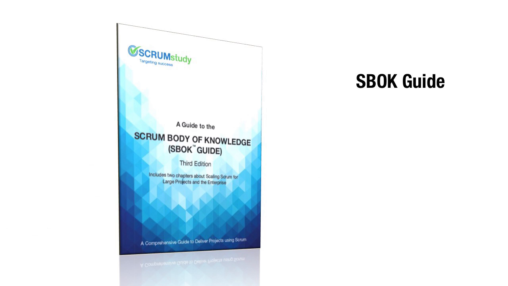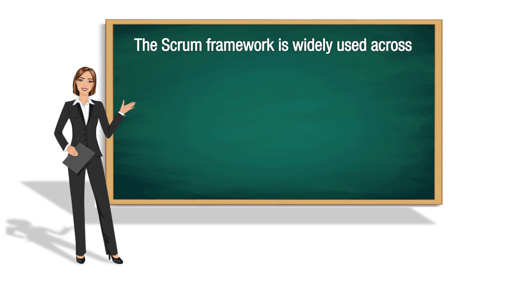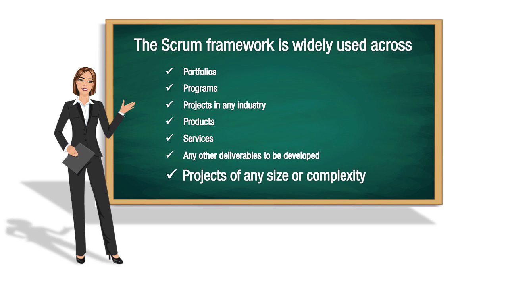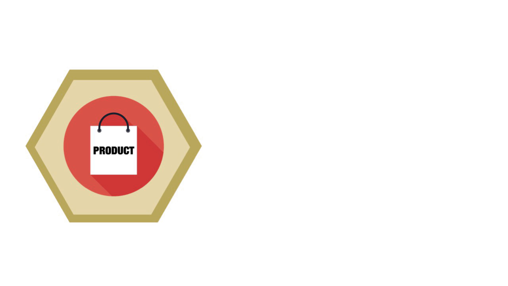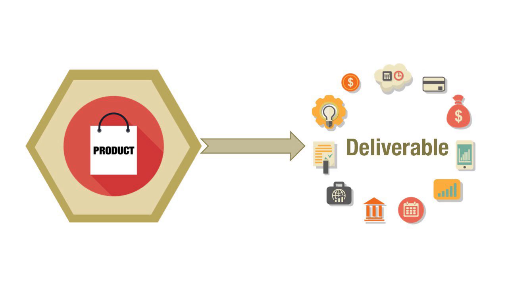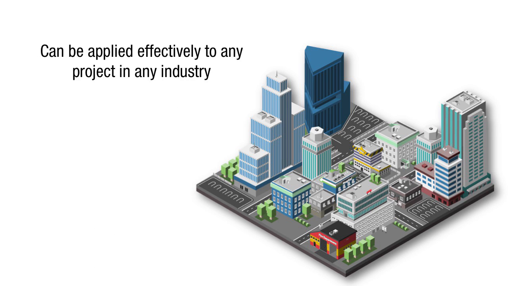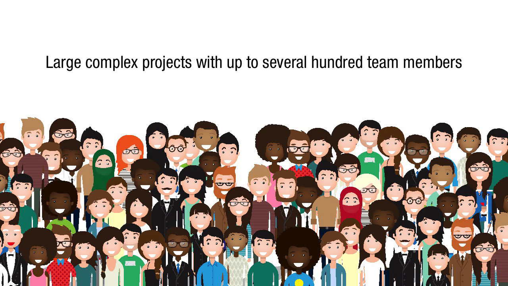Now that we know about Scrum and the SBOC guide, let's see the applicability of Scrum as defined in the SBOC. Scrum framework is widely used across portfolios, programs, and/or projects in any industry, products, services, or any other deliverables to be developed and projects of any size or complexity. According to the Scrum body of knowledge, the term product may refer to a product, service, or other deliverable. The practicality of Scrum as a framework is that it can be applied effectively to any project in any industry, whether they are small projects with 6-person teams or large complex projects with up to several hundred team members.